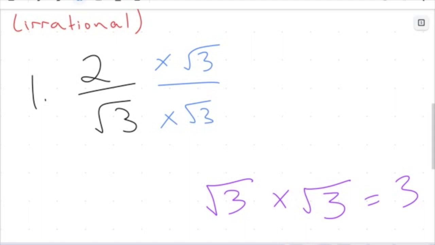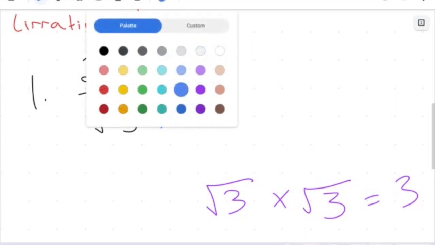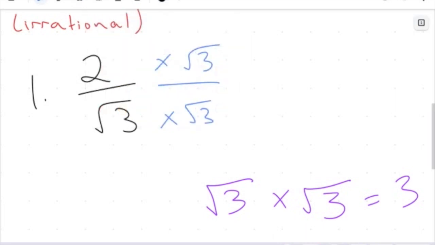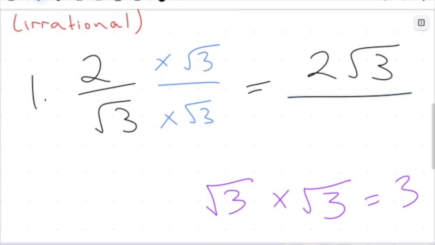So to get an equivalent fraction, we want to do the same to the bottom that we do to the top, or vice versa. Okay, so timesing these together, that gives me 2 times root 3 on the top, or just 2 root 3. And on the bottom, root 3 times root 3, we saw down here that that's just going to give us 3.